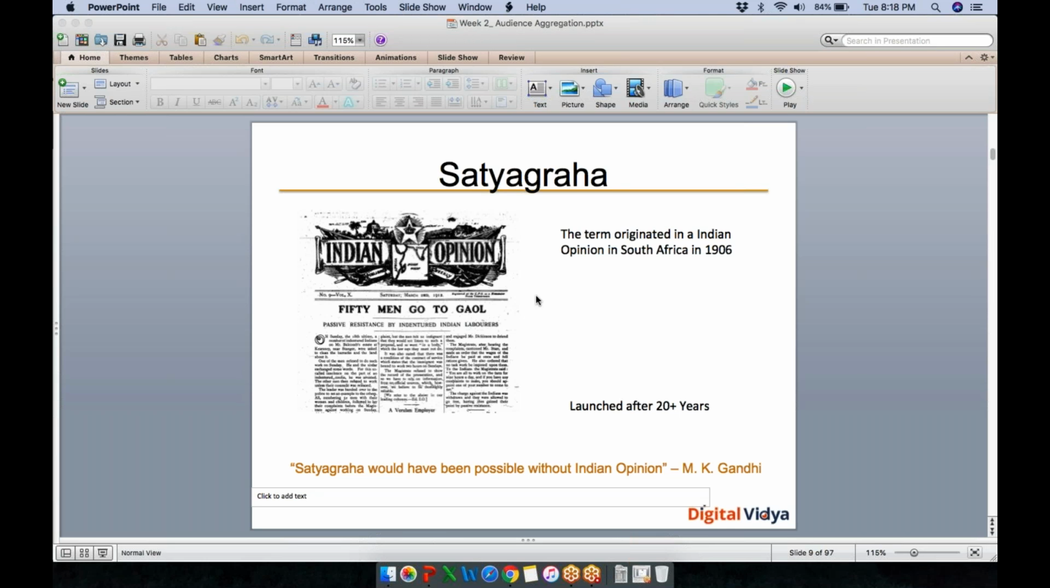Now, what does this basically mean, right? And why is it important to understand this particular example from the perspective of audience aggregation right now? Because he had an audience who was interested to know about Indian opinion, or who was interested to regularly keep themselves updated about this particular newspaper called Indian Opinion, he kept putting in content which he felt would have been useful to influence people's mind.